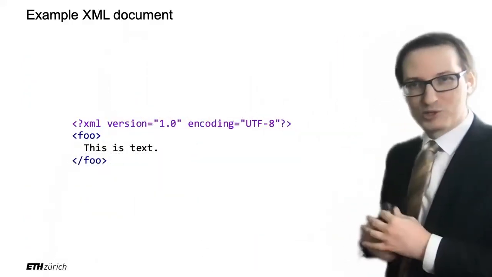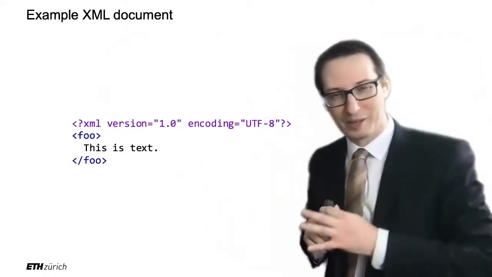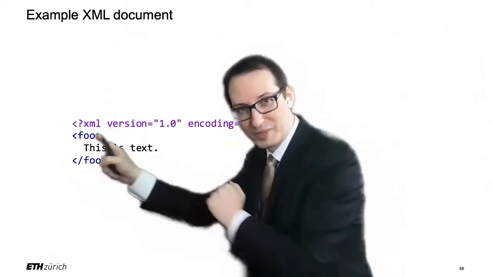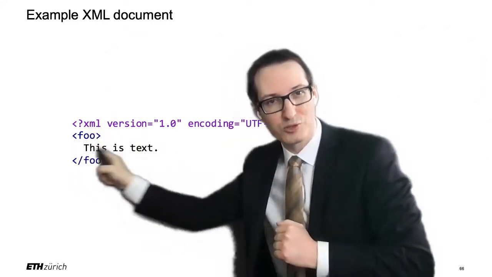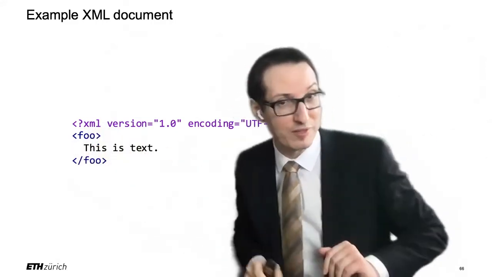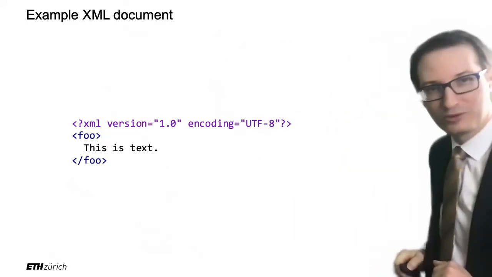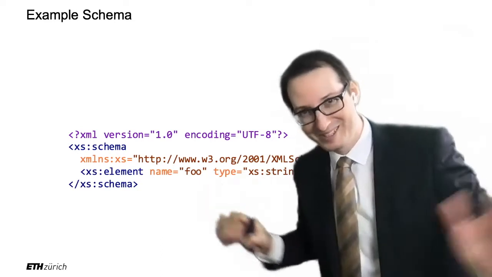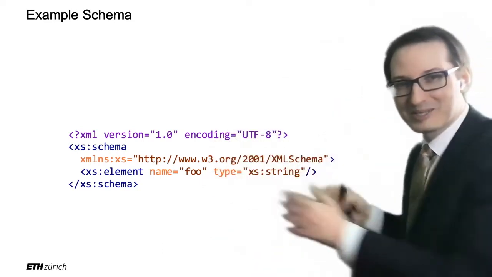Okay, let's go. So this is an XML document. So what sort of things do I want to enforce here? Maybe I want to say, okay, I want my top level element to be foo. It's an element, and I want it to be a string that has text. That's the sort of thing that I could enforce. How do I do it? I do it with this very verbose. I warned you, right, that it's quite verbose. So this is an XML schema.